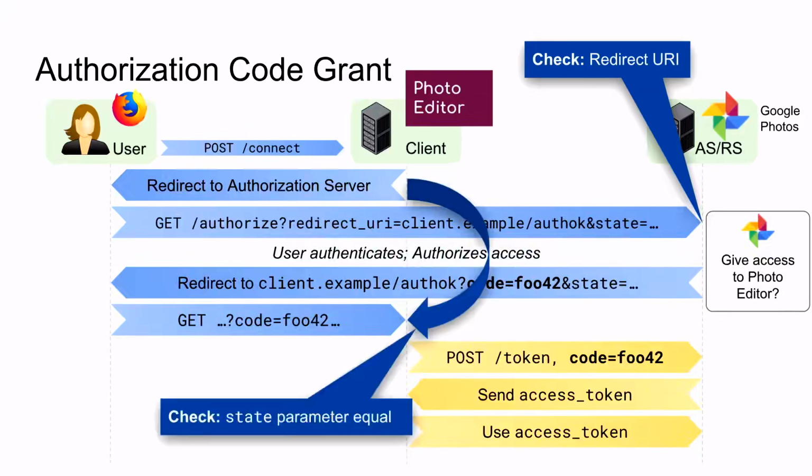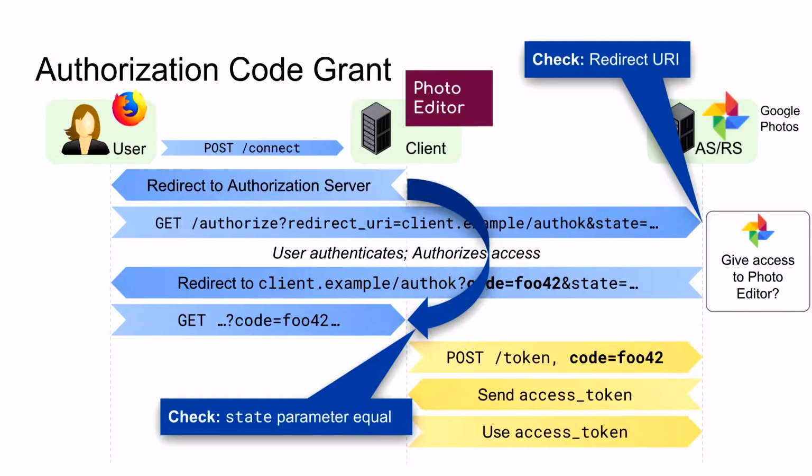There's also another check, the so-called state parameter here. It's filled with some random nonce. And in the request, so this is created by the client, it just puts some random number there. And this is returned by the authorization server. And if it's not the same number appearing here, then the OAuth flow is aborted.